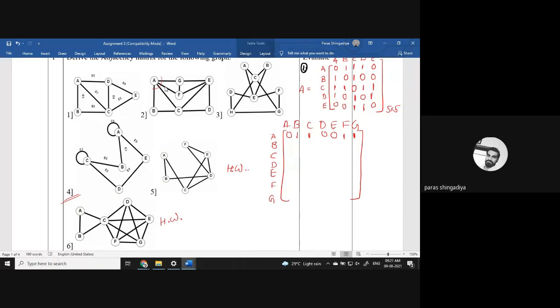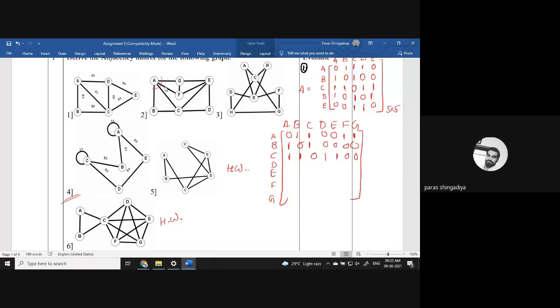And then check B. So B is incident with C and A only, because the degree of B is 2 only. So B to A is a 1 and B to C is 1. The rest of the entries directly put 0. Clear? Then for C, C is connected with whom? A, B and D, E. So C to A, C to B replace with 1, and then D and then E. The rest of all the entries put 0.